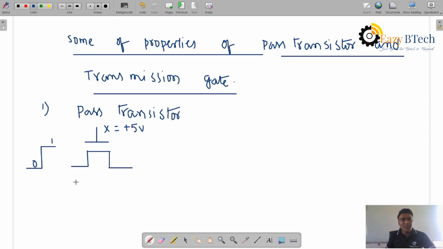Now the output of this NMOS pass transistor: when a 0 to 1 logic is applied, the output is degraded because of the threshold voltage. Because of the threshold voltage, the logic level signal is reduced. So from 0 to 5 volts, with a threshold voltage of 1 volt, we get only up to 4 volts here.